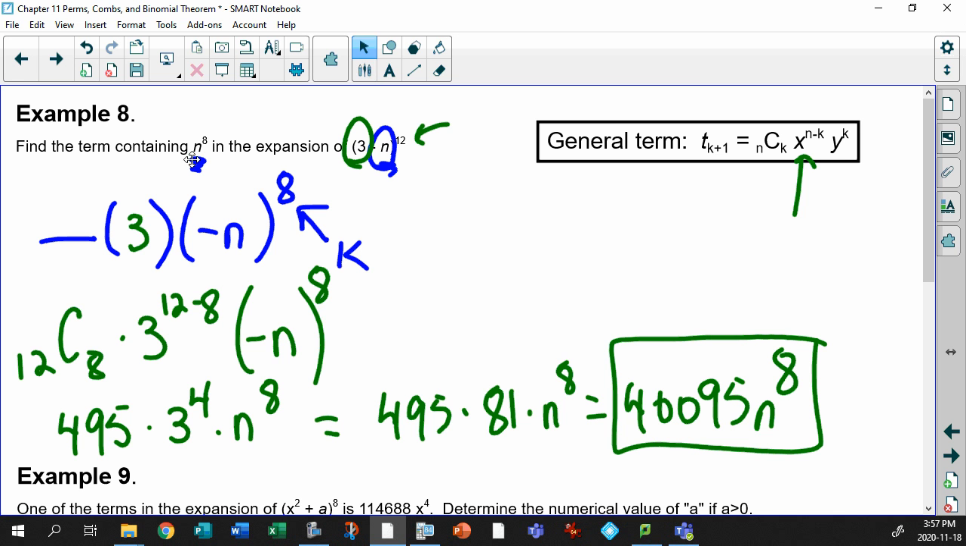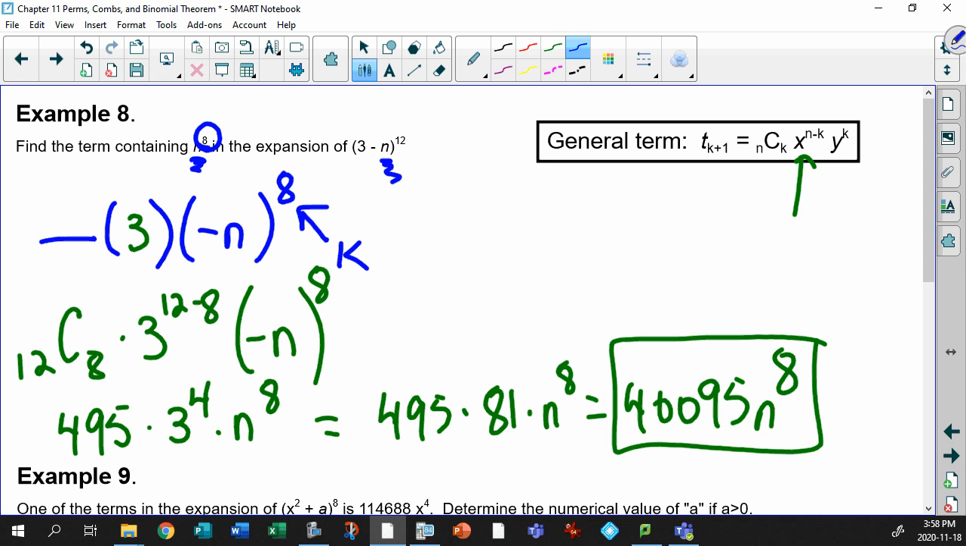Again, watch out. Look for the difference. The biggest difference is that the n is only in one term, and being that this n is the second term, they tell you what the k value is.